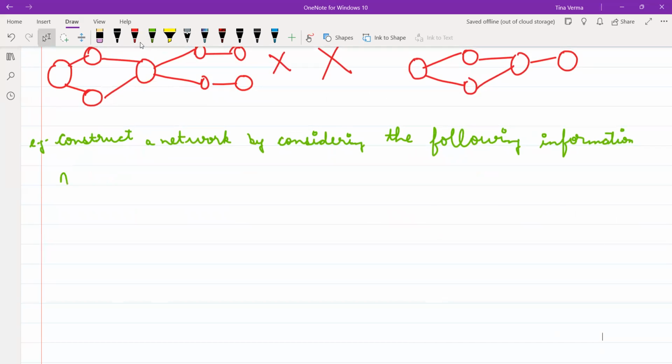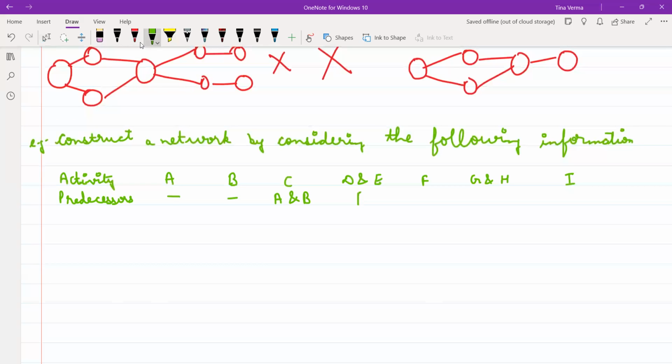And the information which is given to you, this is activity. The activity names are A, B, C, D, E, F, G, H, I. And the predecessors: for starting activity A, there is no predecessor. There is no predecessor to start activity B. To start activity C, I require A and B. To start activities D and E, I require B to be completed.